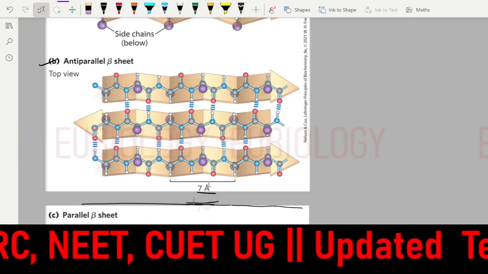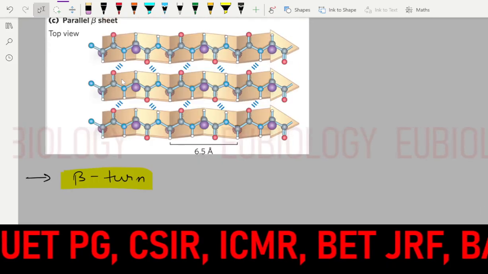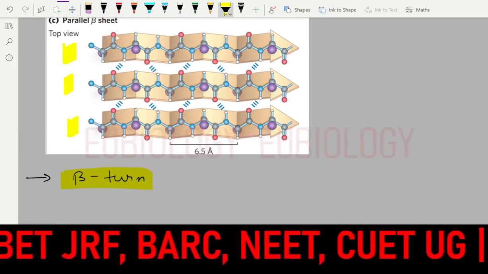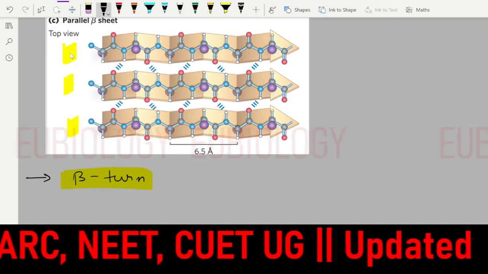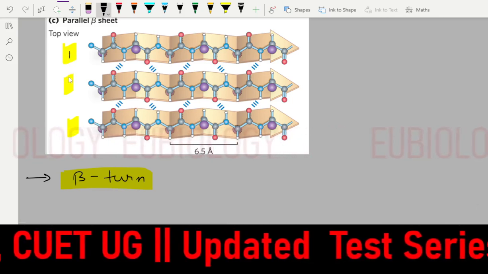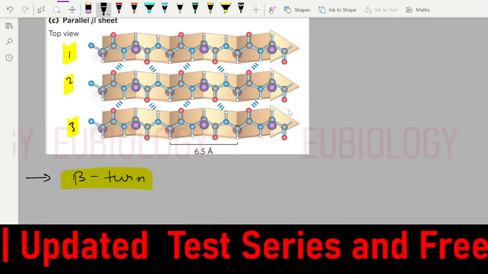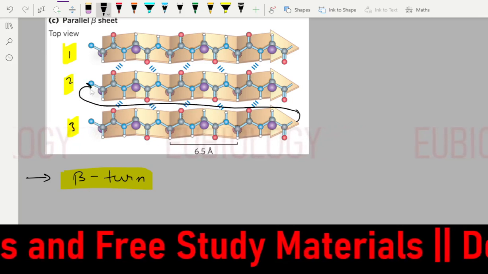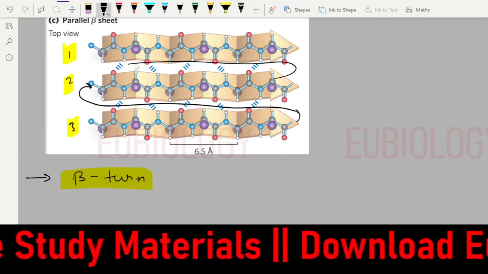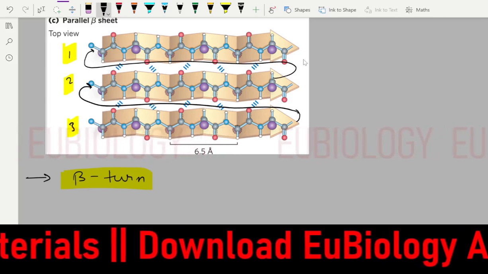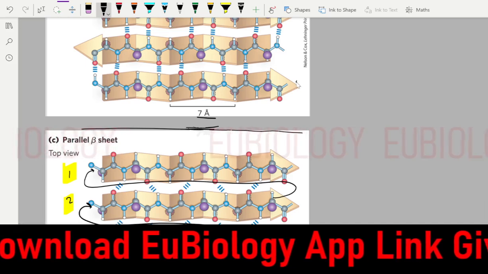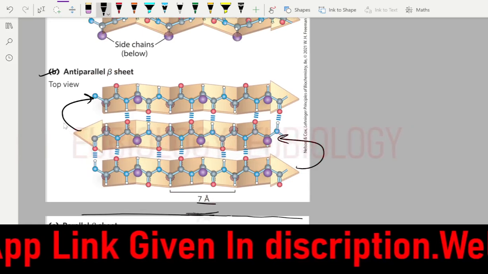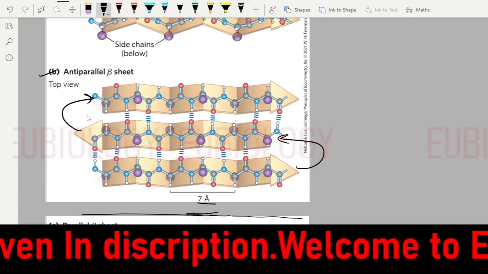Now we'll see what the beta turn is. Till now you've seen there is one strand, another strand, and a third strand. So what if there is a turn like this? This turn goes and attaches like this, and again this turn goes and attaches like this, or it can attach in an anti-parallel manner, from here to here, and then from here to here. So this turn which I am making with the black line is called a beta turn.